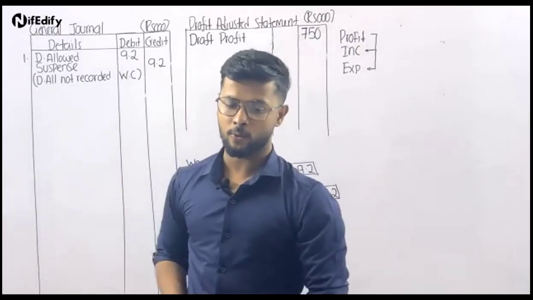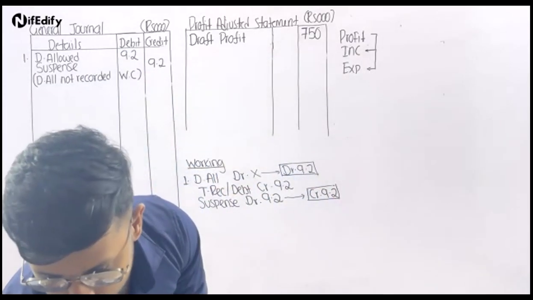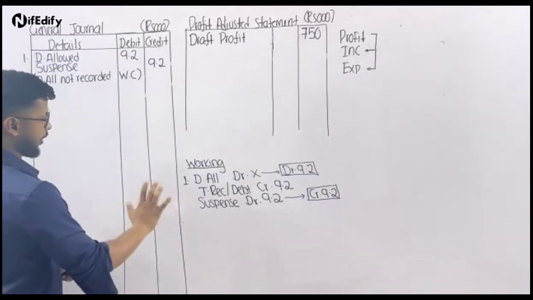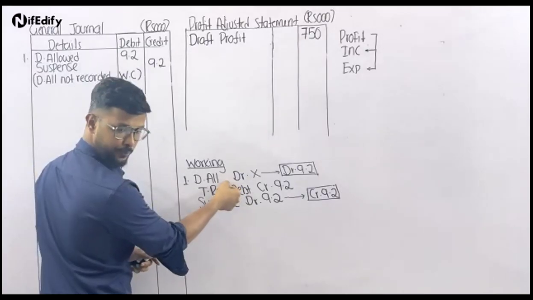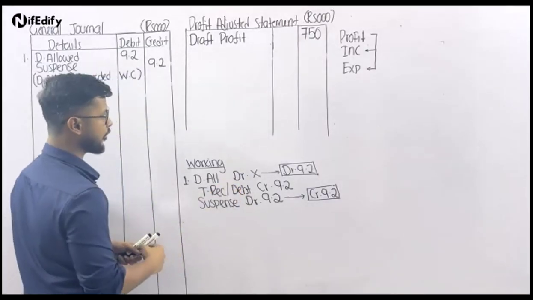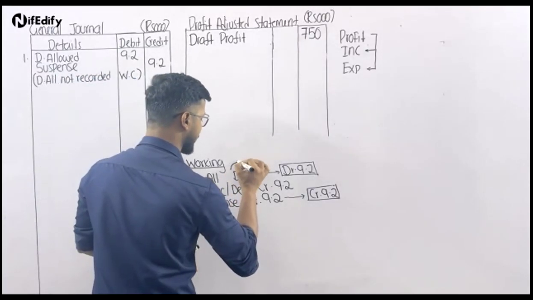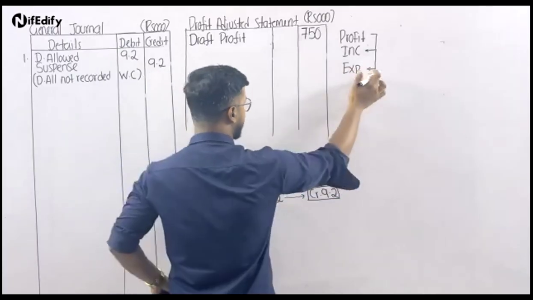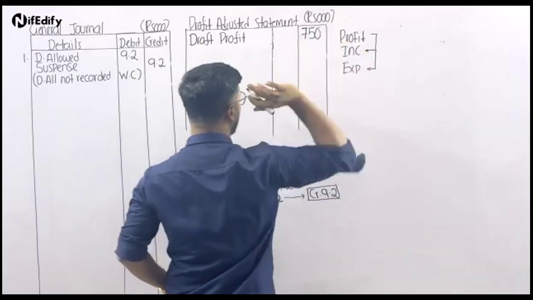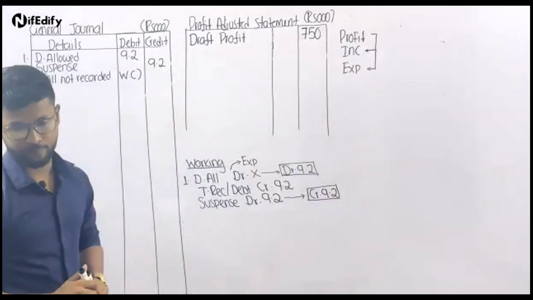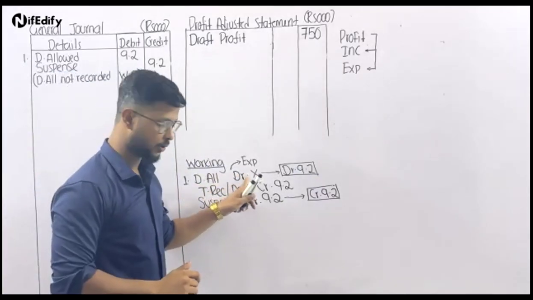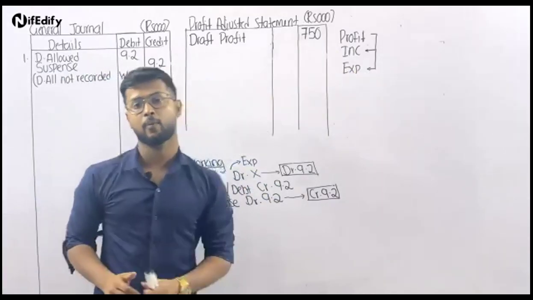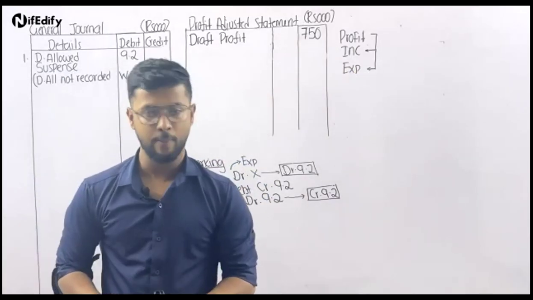Okay, so now think. If you take a look at the working, we've got discount allowed, and we all know discount allowed is an expense. So now expense is affected. If expense is affected, my profit is also affected. If my discount allowed is affected, obviously my profit is affected too.